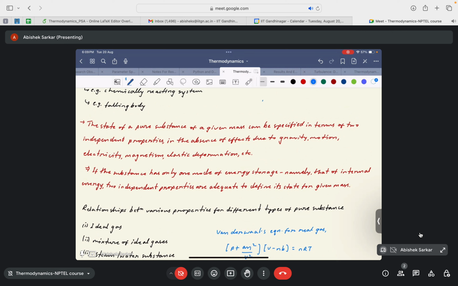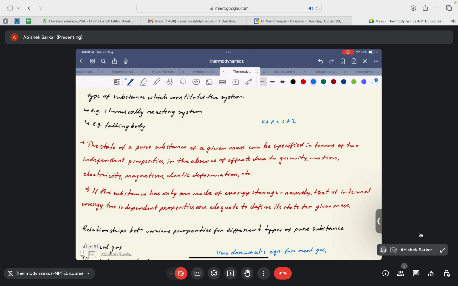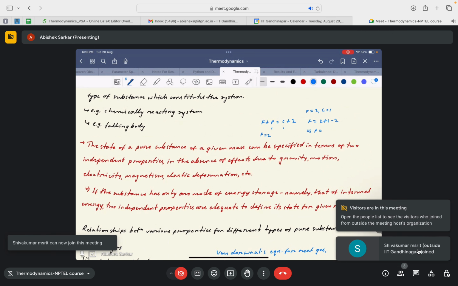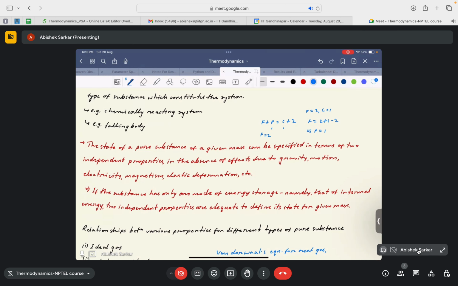It is given by F plus P is equal to C plus 2, where F is the degree of freedom of the system, basically the number of properties required to define the system completely, P is the number of phases, and C is the number of components in the mixture. In the case of a single phase, single component system, we have P equal to 1 and C equal to 1, so we get F equal to 2. But in the case of phase change, we have P equal to 2 and C equal to 1, because the only component is water, so F is equal to 2 plus 1 minus 2. That's why the degree of freedom is equal to 1 in the case of wet steam undergoing phase change.